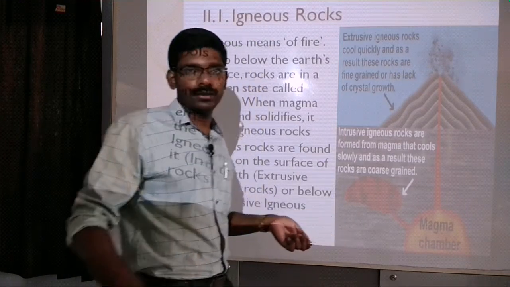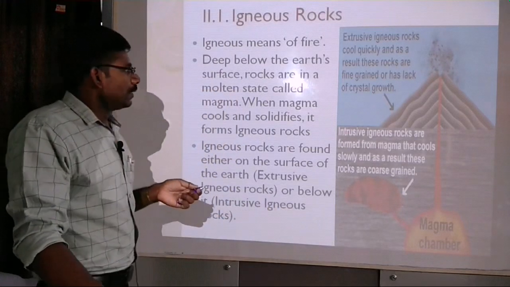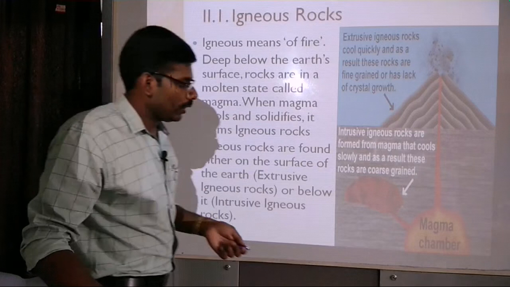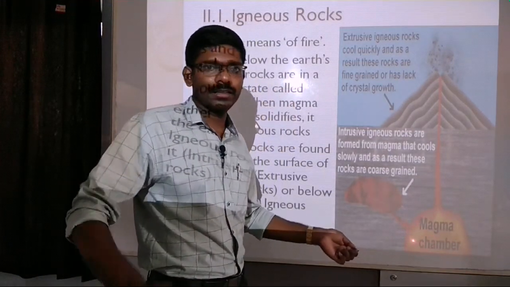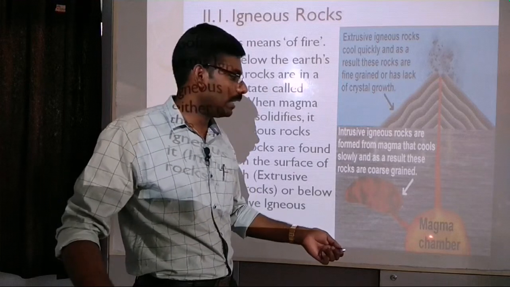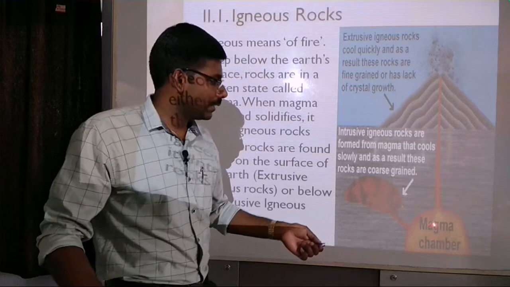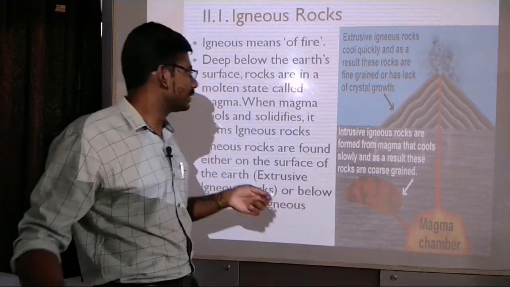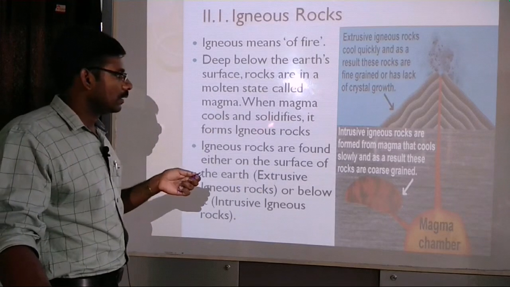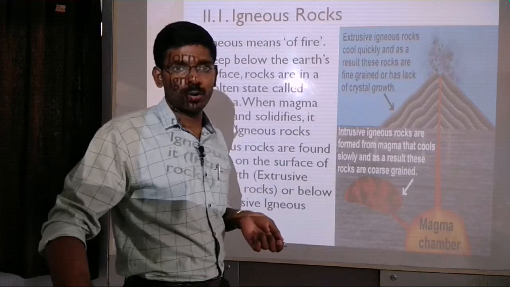Everything will melt there. So inside the earth, the rocks are in a melted state called magma. Here we can see that inside the earth, we can find rocks in a melted form that is called magma. Due to a volcanic eruption, this magma comes out, and when it cools down and solidifies, it forms igneous rocks.